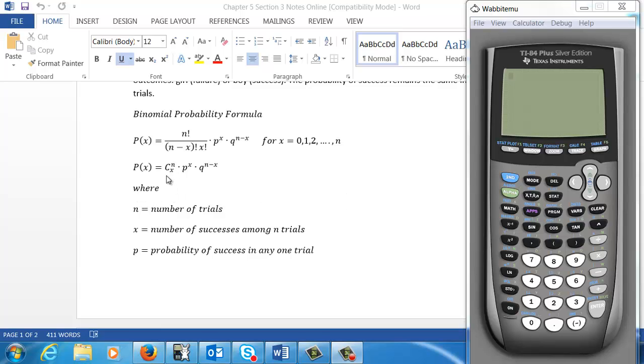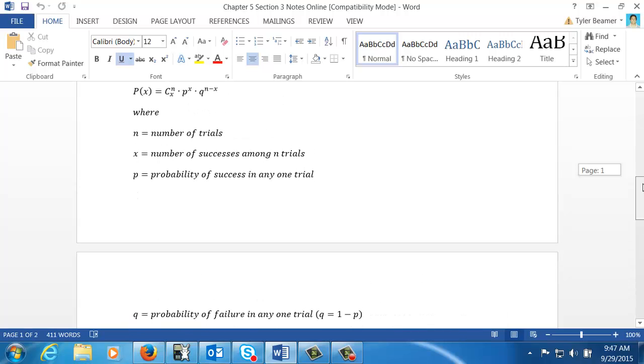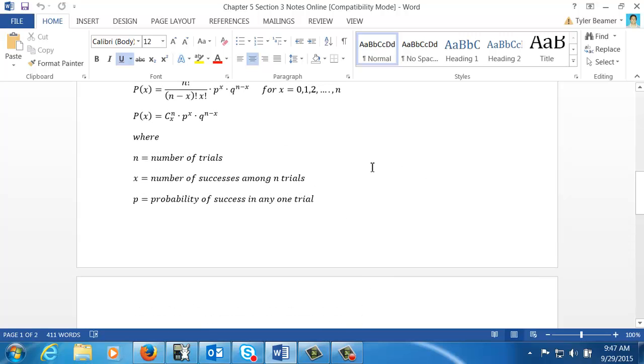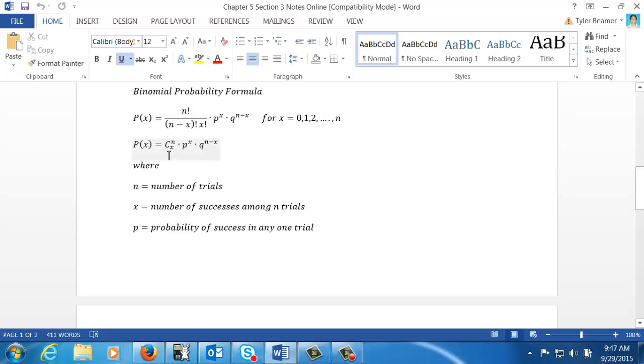C is your combinations, so the number of ways that we can arrange them where order doesn't matter. We've got n, the number of trials. x is the number of successes among n trials. We have p, the probability of success in any one trial. That's our p here. x is the exponent, that's still the number of successes. q is the probability of failure in any one trial. So if you know p, you can subtract p from 1 to find the probability of failure. And then that exponent is going to be the number of failed attempts in n trials, which will be n minus x. So that's the formula that you want to use. You could also use the formula above, but like I said, I think this is a little bit simpler.